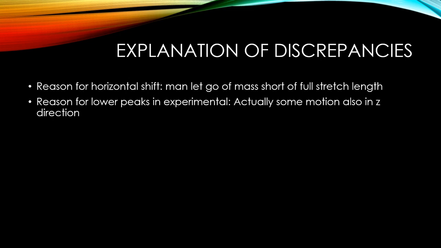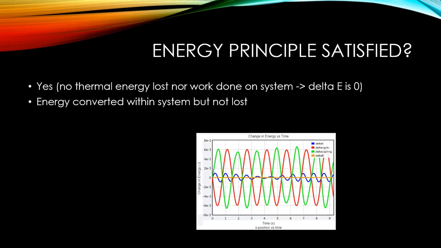And is the energy principle satisfied? Short answer is yes. No thermal energy is lost, nor work is done to the system. Delta E is 0. Well, maybe there is some thermal energy lost due to the air surroundings and air resistance, but this is negligible. So the model gets that delta E is 0. And energy is converted within the system very much, as you can see, with these different means, such as the spring potential energy, kinetic energy, and gravitational potential energy, but it's not lost.